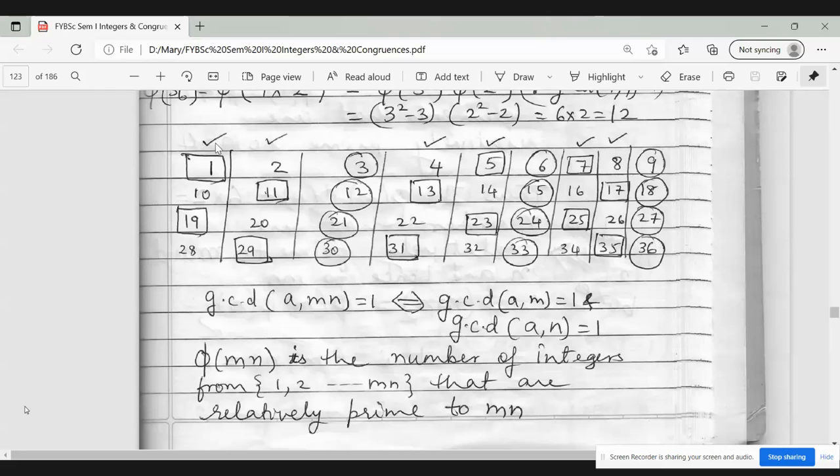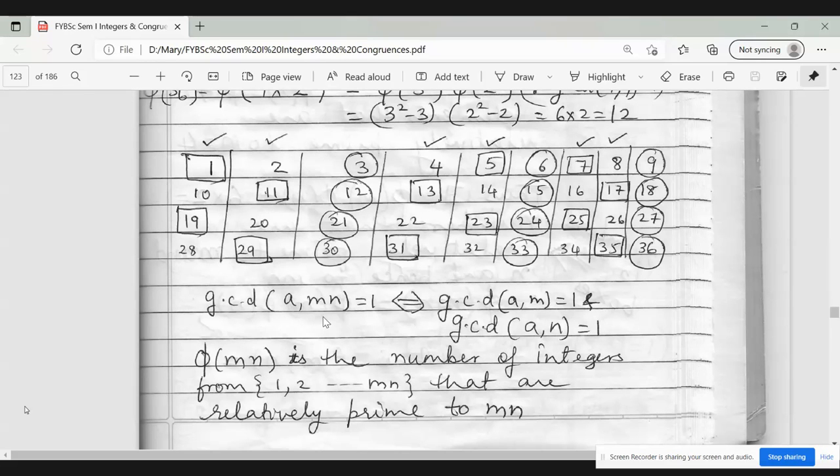Now all these numbers, their GCD with 9 will also be 1, based on that same result. So GCD of all these numbers with 9 is 1. Just check. See, 10 with 9 GCD is 1, 19 with 9 GCD is 1, 28 with 9 GCD is 1. Okay. Now I want to use this result.